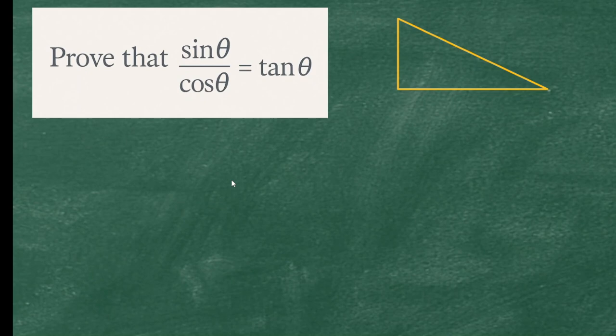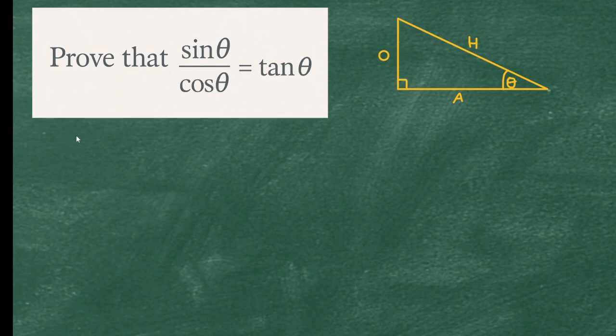Now, to prove this one, we need to get a right angle triangle. Here's the right angle. And let's take this angle to be theta. Now let's label the sides. The longest side is the hypotenuse, H. The side opposite is O. And the remaining side is the adjacent.